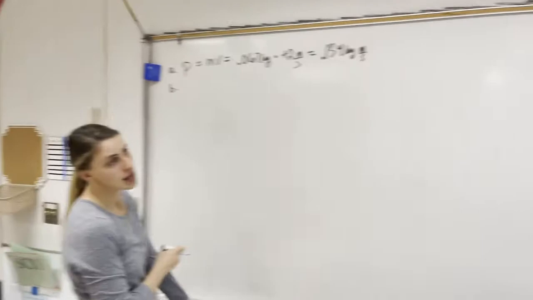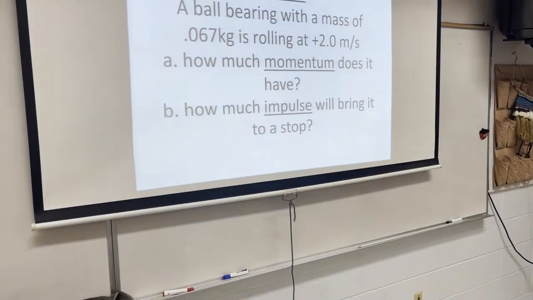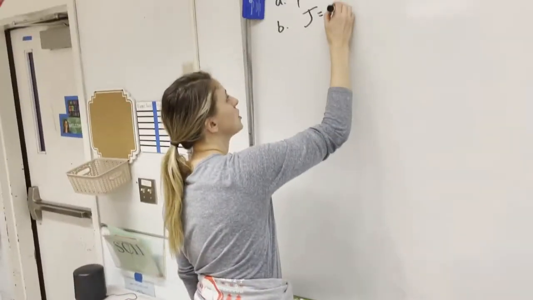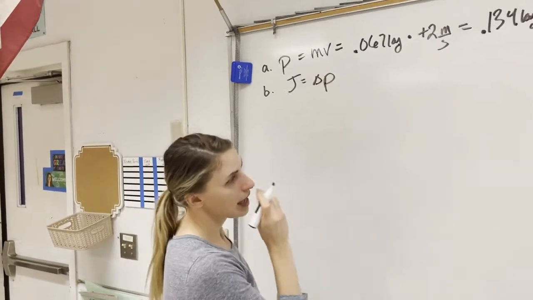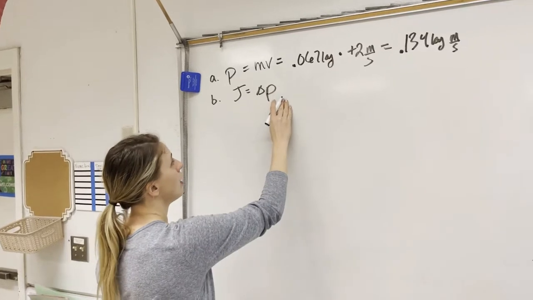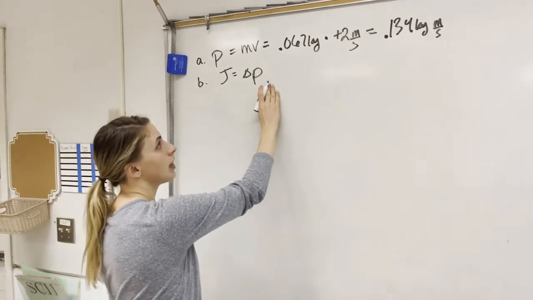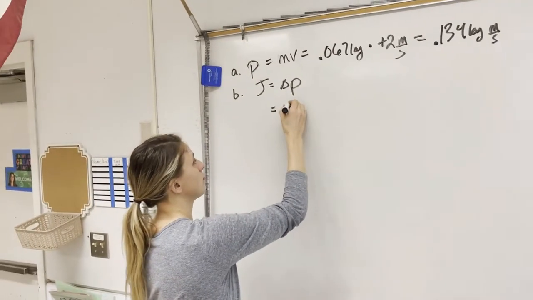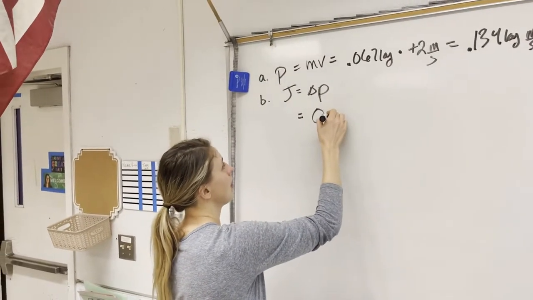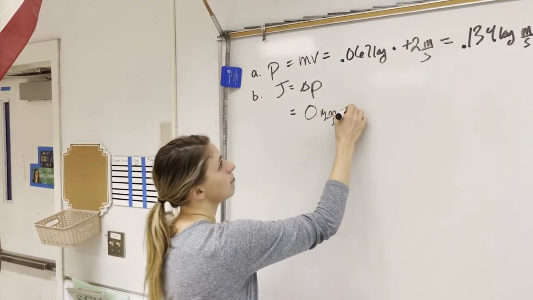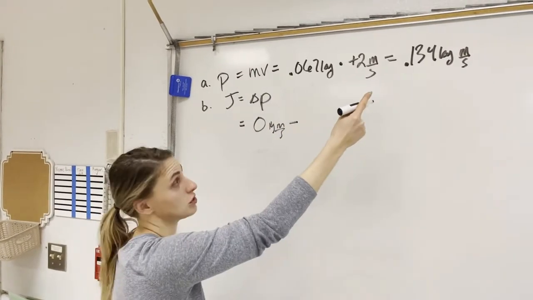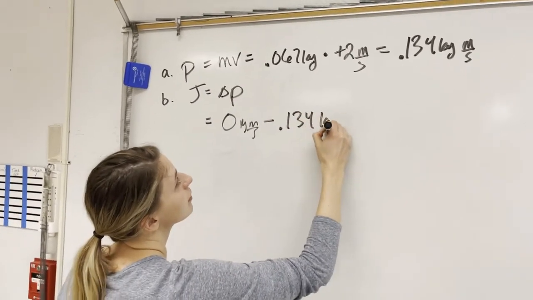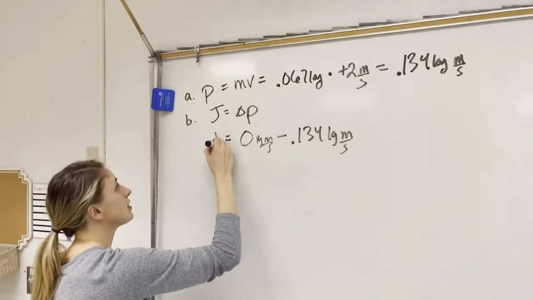And B says, how much impulse will bring it to a stop? Now, what does impulse do? Impulse changes momentum, right? And if it's going to stop at 0, it'll be the final minus the initial, so that will be the final stop, right? It's 0 kilogram meters per second minus that up there, because this is the initial momentum, 0.134 kilograms meters per second, and that's going to equal the impulse.